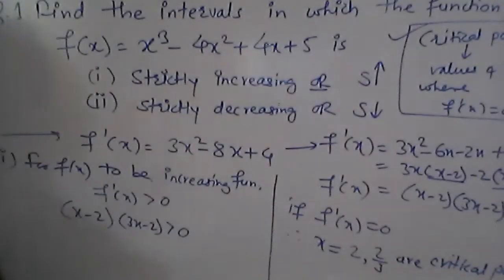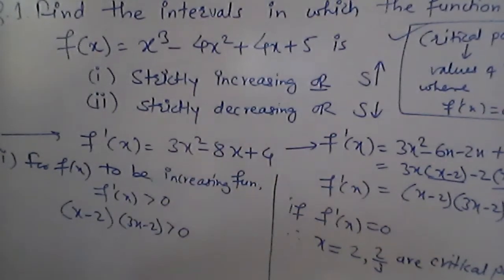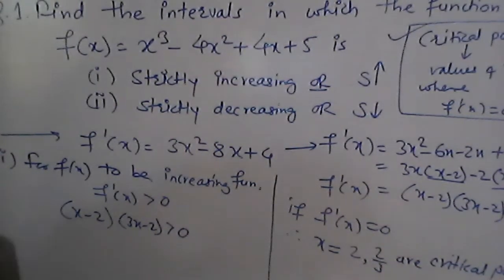After this, what will happen? What will the intervals be? Will you guess? Minus infinity to 2 by 3 union 2 to infinity. Yes, ma'am. Are you getting this?